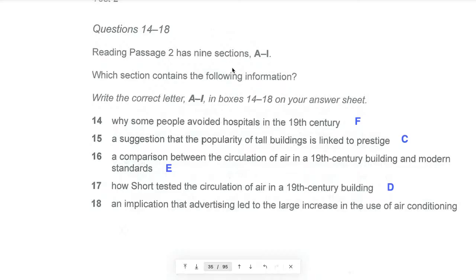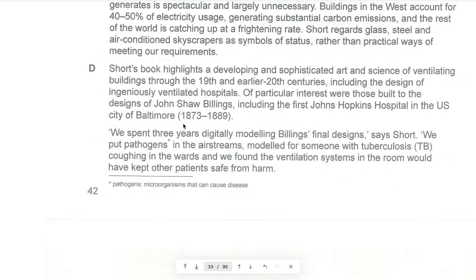Alright, now tell me, how short tested the circulation of air? Yeah, tested. I mean, they explain the way short tested the circulation of air, right? How? What's the way? They spent 3 years digitally modeling. Yeah, actually, to be specific, they put pathogens in the air streams. I mean, they put microorganisms that can cause disease in the air streams. Model for someone with tuberculosis, coughing in the walls, and we found the ventilation systems in the room would have kept other patients safe from harm.